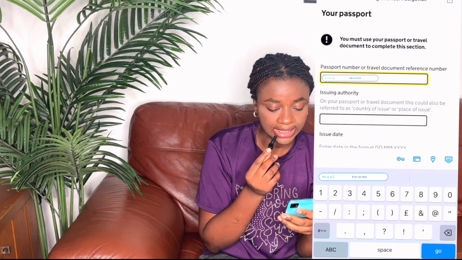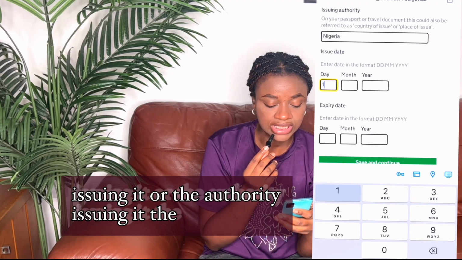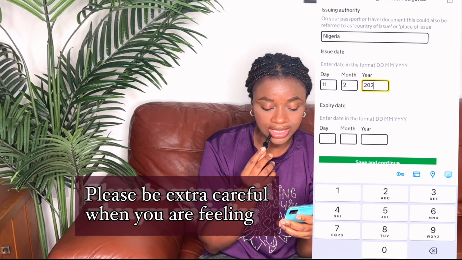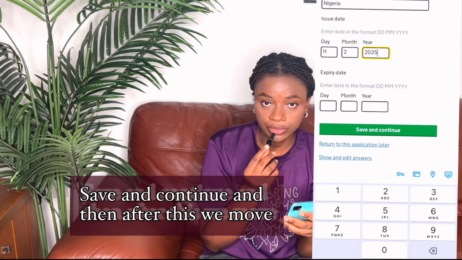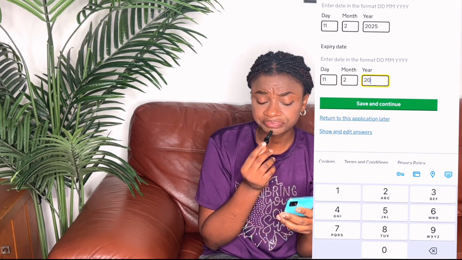Don't make any mistake. For the issuing authority, put the country that is issuing it or the authority issuing it, the date and the expiry date. Please be extra careful when you are filling this so you don't make any mistakes. Save and continue. And then after this, we move to the next one.